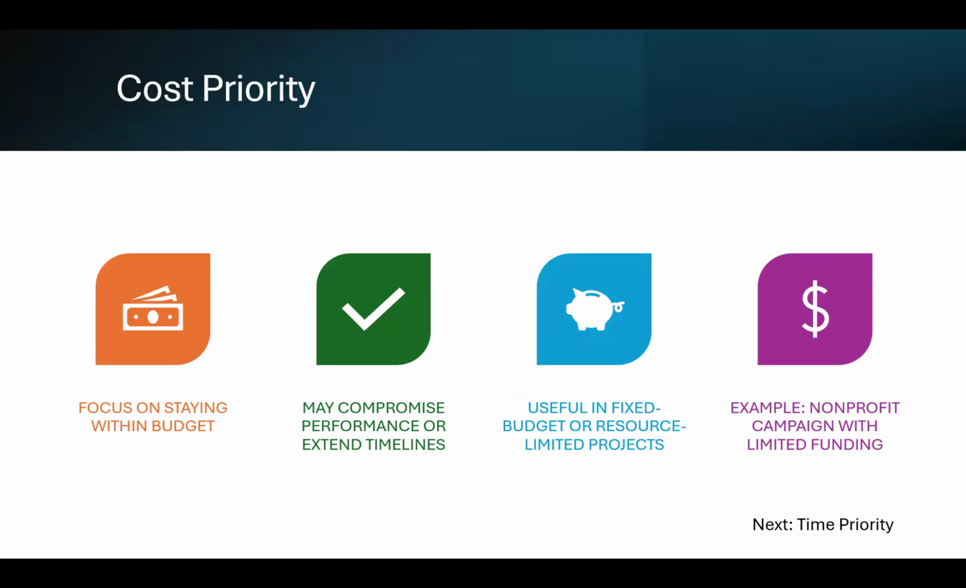Cost priority. Focus to stay on budget. Focus to stay in line with your scope. You may compromise performance for extended timelines. It's useful in fixed budget or resource-limited projects. An example would be a nonprofit campaign with limited funding.